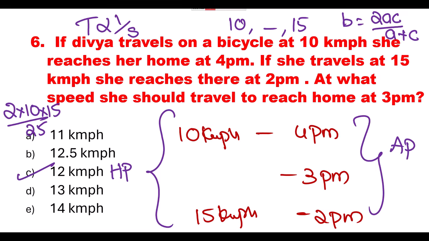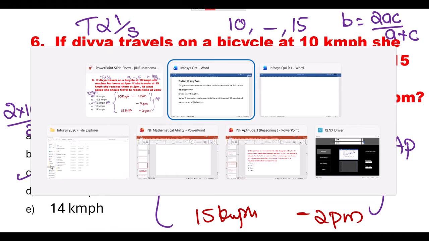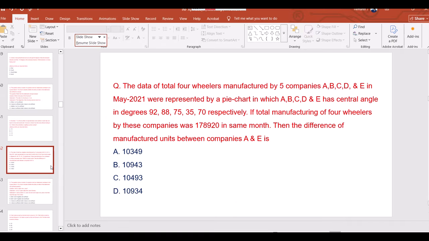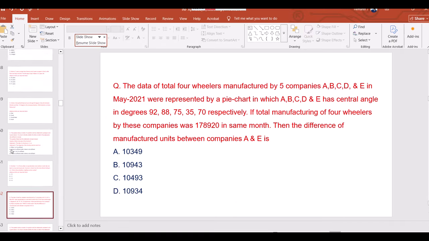2 p.m. means you are reaching 1 hour early, t minus 1. Distance is constant in all. You can put the speed relationship and calculate that. Okay, I'll give you that model also. One minute, I'm just adding a slide for this question.